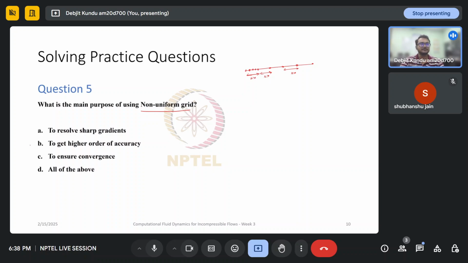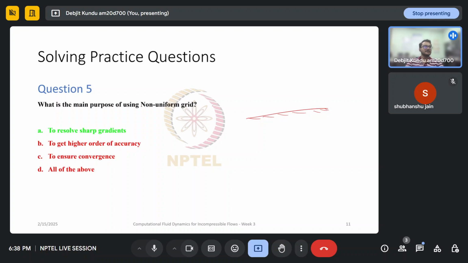Okay, so we have a response in favor of option B. Let's take a look at the solution. It's actually option A, to resolve sharp gradients. So let's take an example. Let's say the boundary layer example that we saw in class.